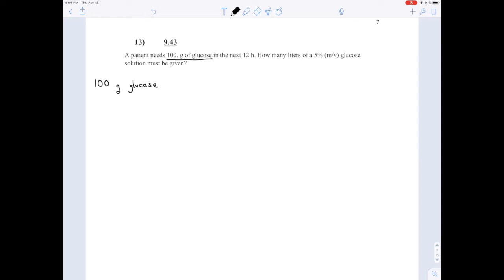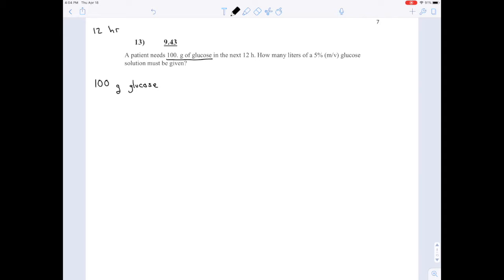Now the next number I see is 12 hours, but I don't see that showing up anywhere else in the problem. I guess I'll write it over here just to make a note of it, but maybe I'll see it connect somewhere else. But really they're just asking how many liters, how much. They're not asking about the time anywhere. But okay, 12 hours.